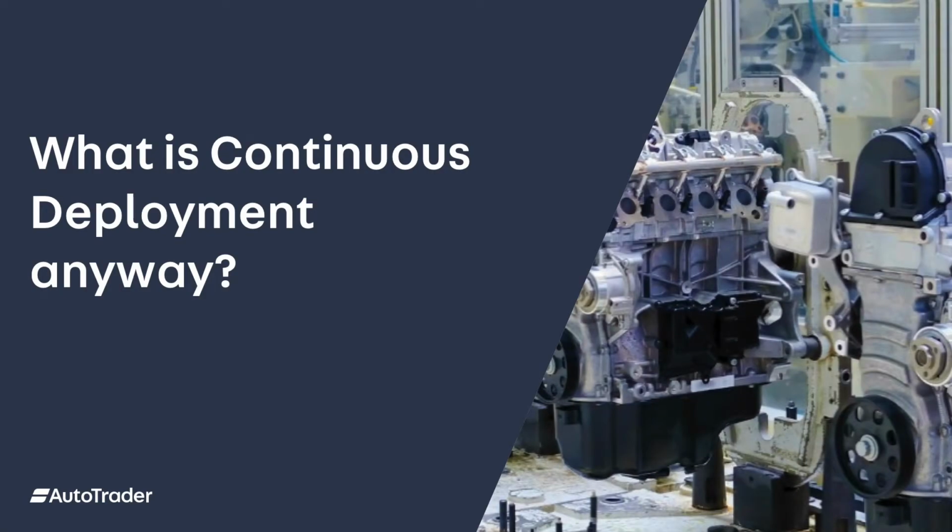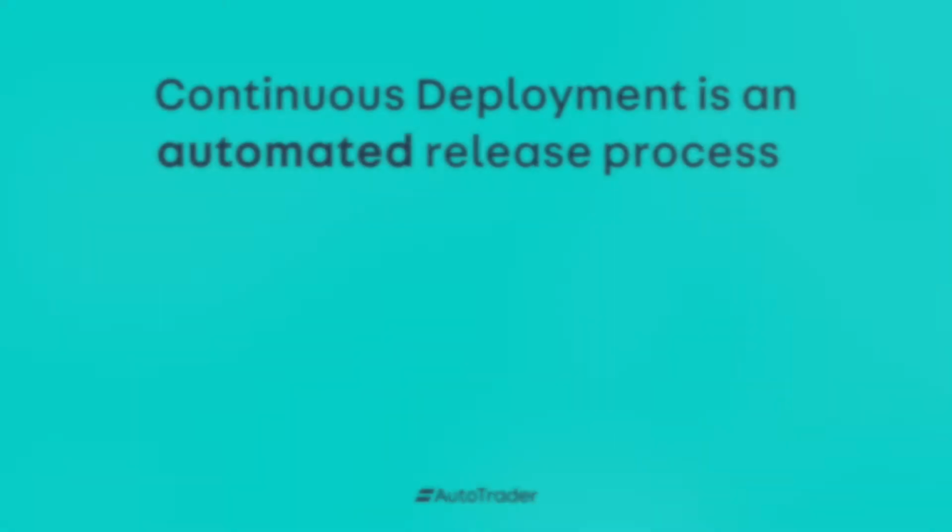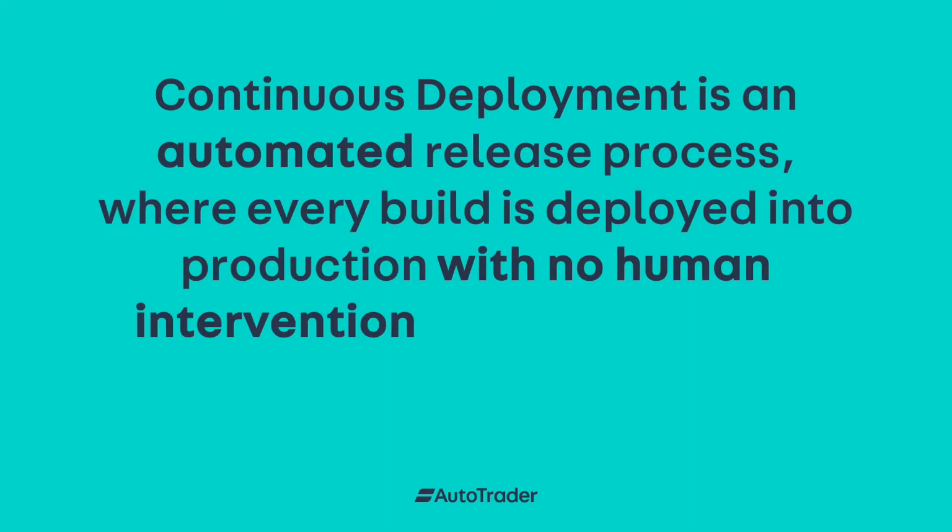So, there are three very similar sounding terms which you should already be familiar with: continuous integration, continuous delivery, and continuous deployment. As I said, I'm going to start by defining continuous deployment, and then we'll put it in context. So, continuous deployment is an automated release process where every build is deployed into production with no human intervention. This is true as far as it goes, but I think we can all agree that as that stands, that sounds pretty scary. It's lacking controls, right?